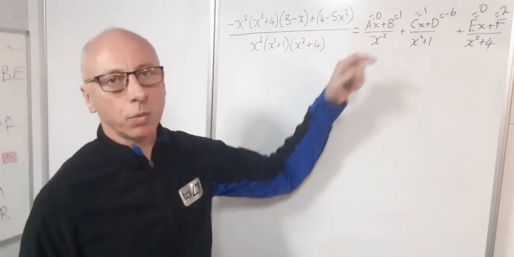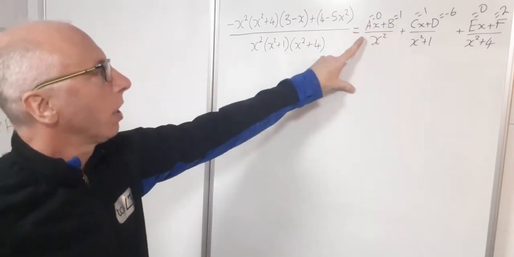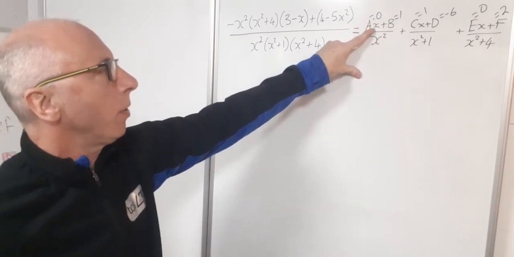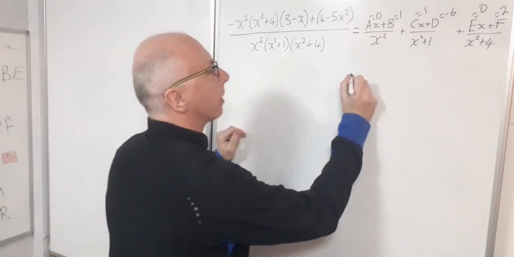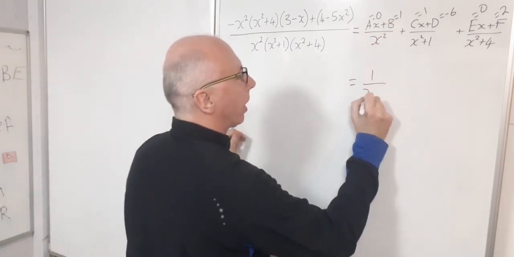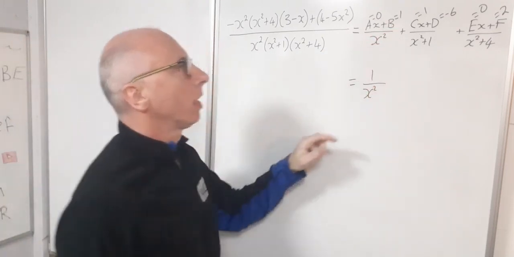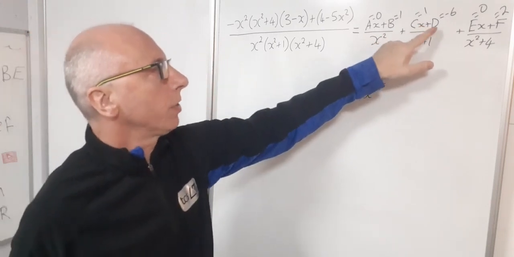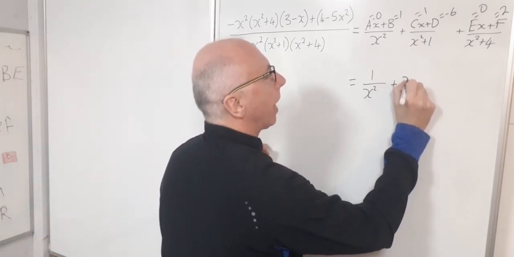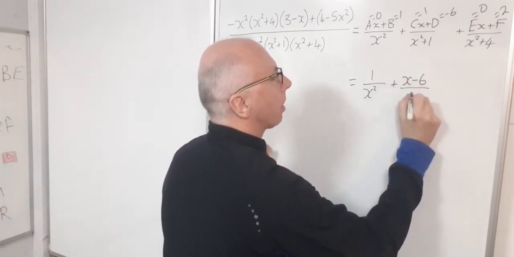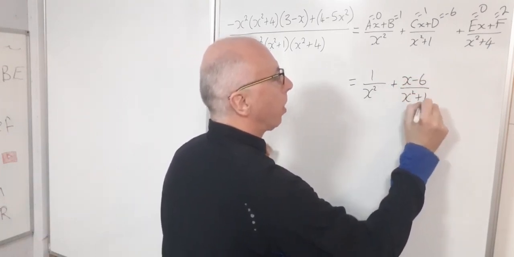Okay, so we've got the result of our corresponding coefficients. So a is 0, we've got 0x, that disappears, and then we've got a 1. So 1 over x squared. Here we've got c is 1, d equals minus 6. So therefore we're going to have to add x minus 6 over x squared plus 1.